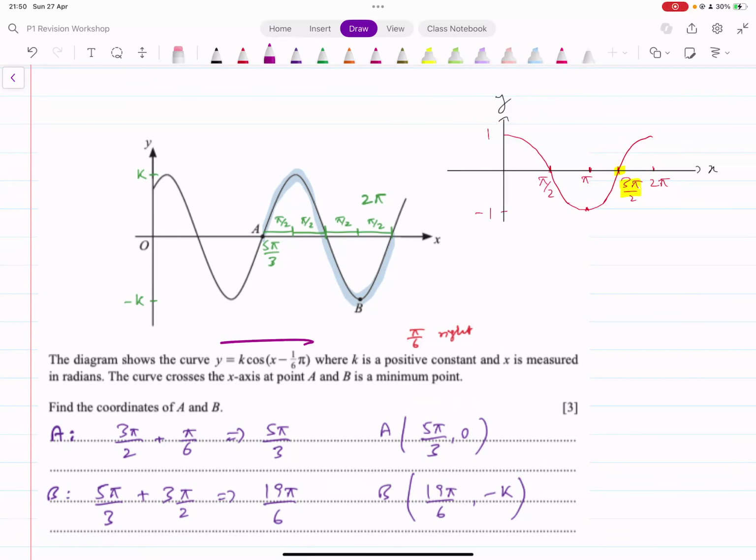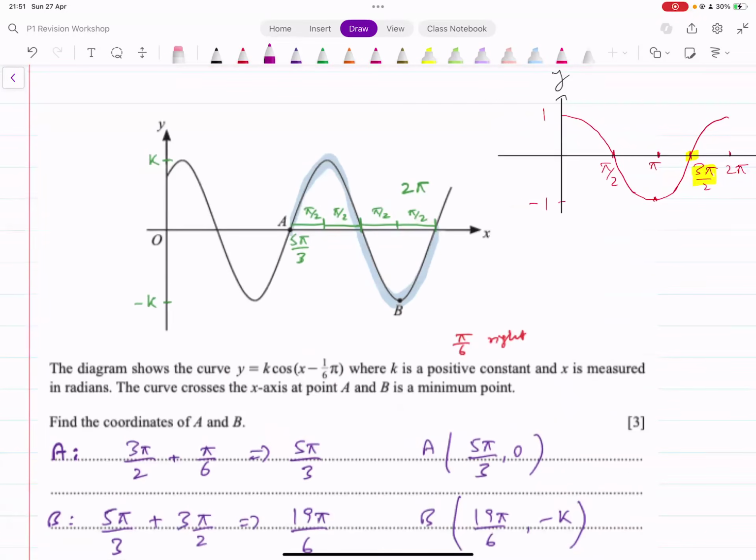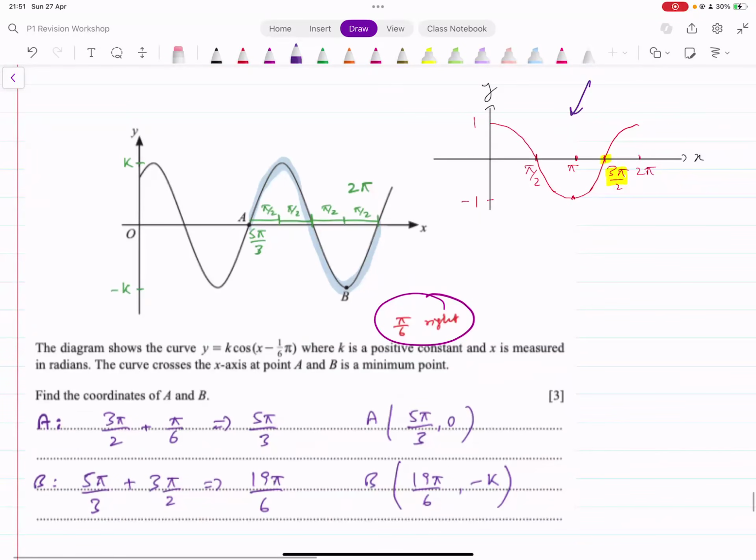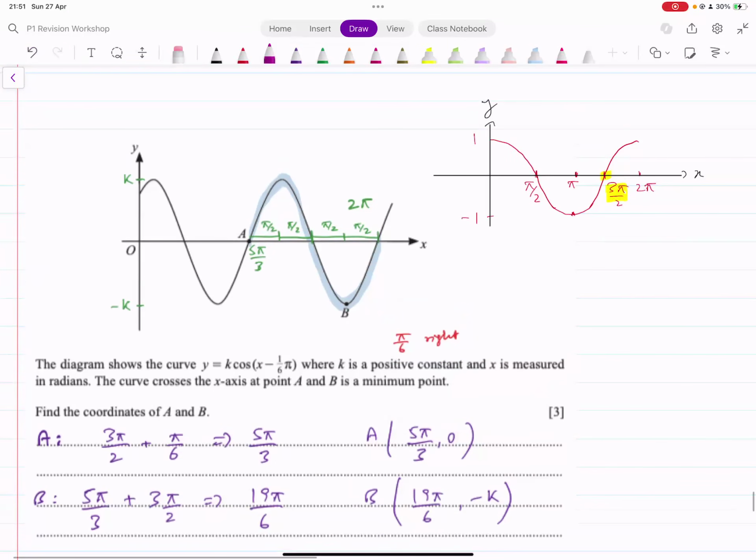Now, what's the function? It's a cos function. And they have shown you what transformation is happening in the horizontal direction already. It's x minus pi over 6. What does that mean? That means the graph is going pi over 6 units to the right. Now, what's the original cos graph? The original cos graph looks like this. It starts from 1, goes to 0 at pi over 2, and then goes on like this. That's what the original cos graph looks like. This is the graph of y equals cos of x.